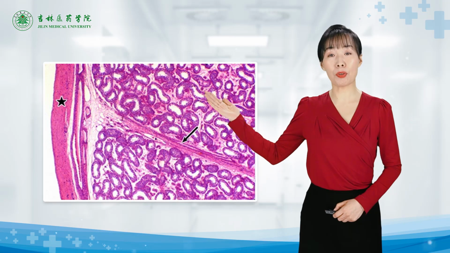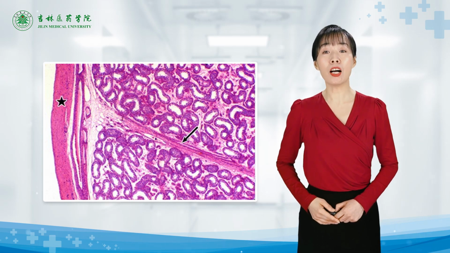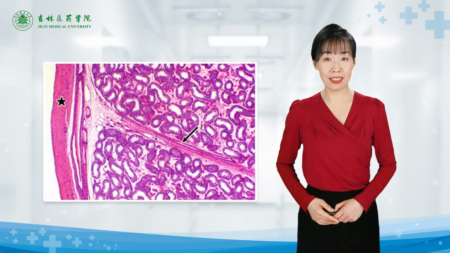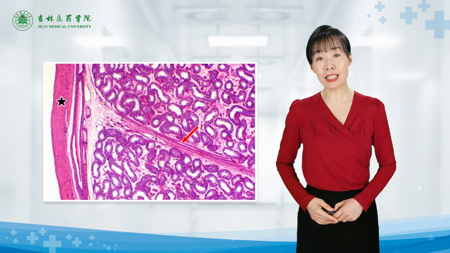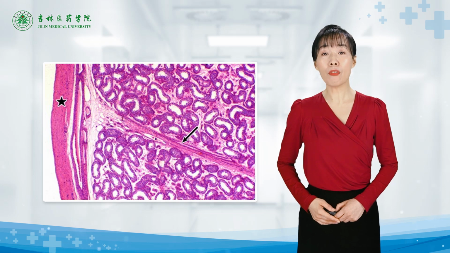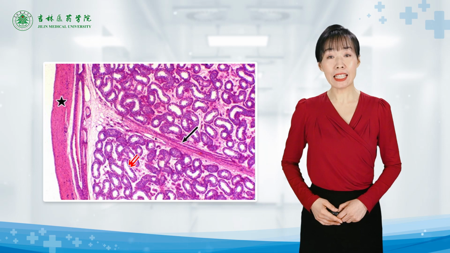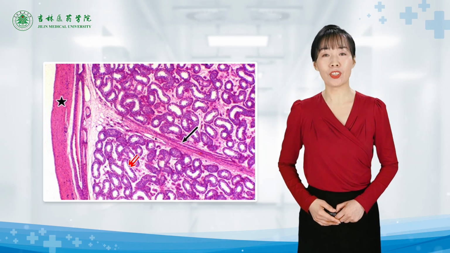This is a light micrograph of the testis stained by HE. The star shows the tunica albuginea. The single arrow indicates one septum. The square shows the tunica vasculosa. Double arrows indicate the seminiferous tubule.